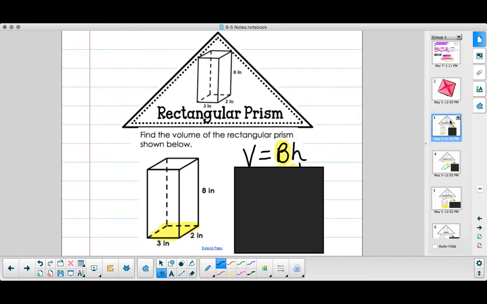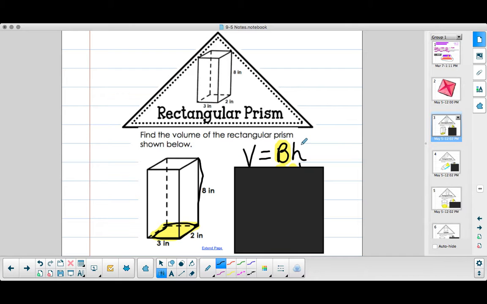The first is a rectangular prism. It says find the volume of the rectangular prism shown below. Theoretically, for a rectangular prism, you could choose any pair of identical rectangles to be the base. I am going to use the rectangle on the bottom, which is 3 by 2. I'm going to find the area of that rectangle and then just multiply it by how tall my prism is, so from the bottom base straight up to the top base.